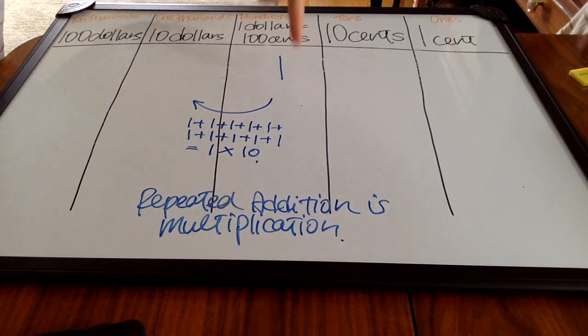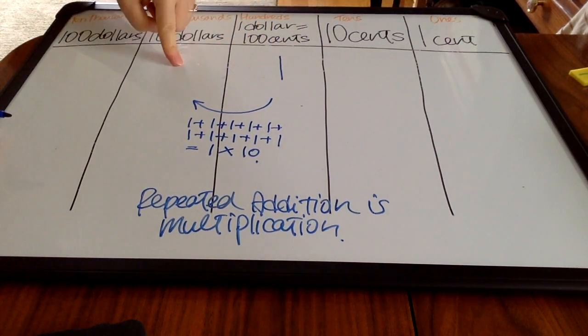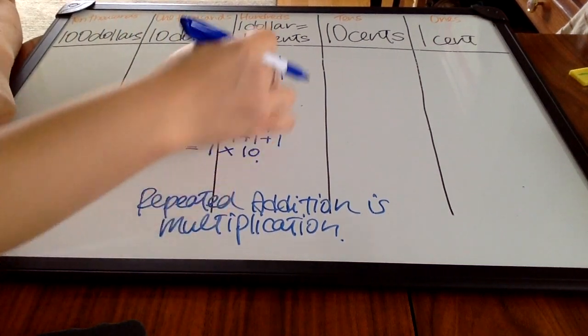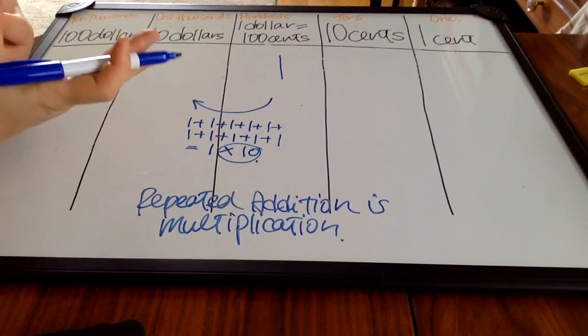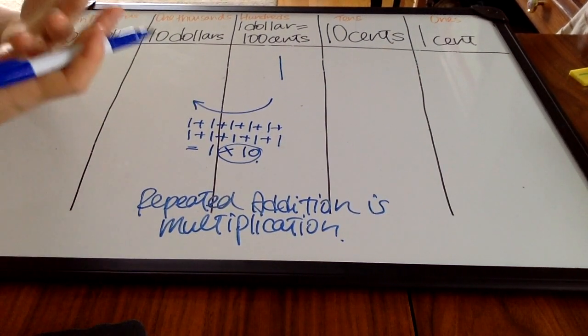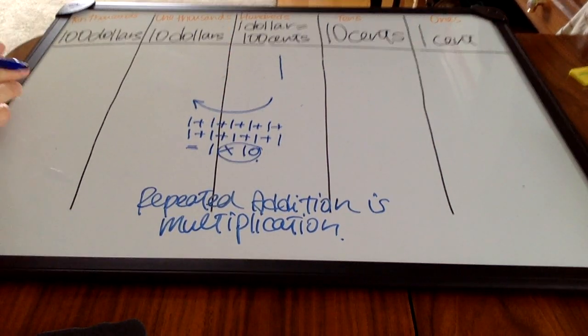So when you're moving from this side to this side, you are going from 1 to 10, you are multiplying the number by 10. So if you're going from 6 to 60, you are multiplying 6 by 10. So when you're moving that way, you are multiplying the number by 10.